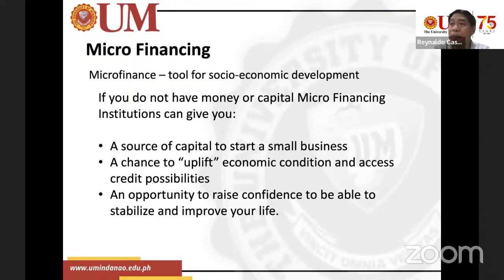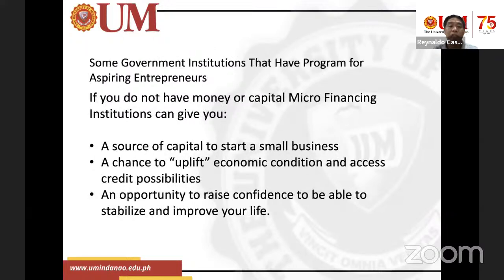And if you need funding, if you need financial sources, then there is microfinancing. No, microfinancing is a capitalization for entrepreneurs, for would-be entrepreneurs. So we have agencies in our government who will help you, no? Help you in your quest for entrepreneurship. No? So there are some government institutions.